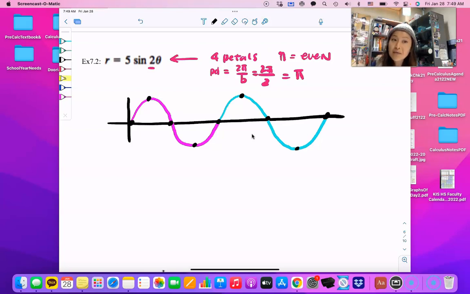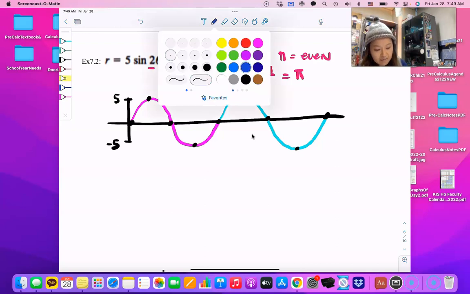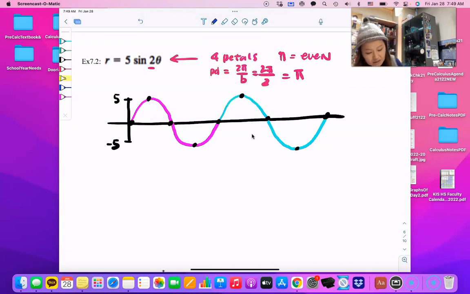We for sure know that it's going to have 4 petals and it's going to be a rose. So this is a 5 here, and this is a -5 here. Let's start naming our coordinates. I'm going to sharpen my pencil a little bit. This guy is 0, 0. You know that the full cycle is pi, and it's also 0. You know this guy is also 2 pi, 0.